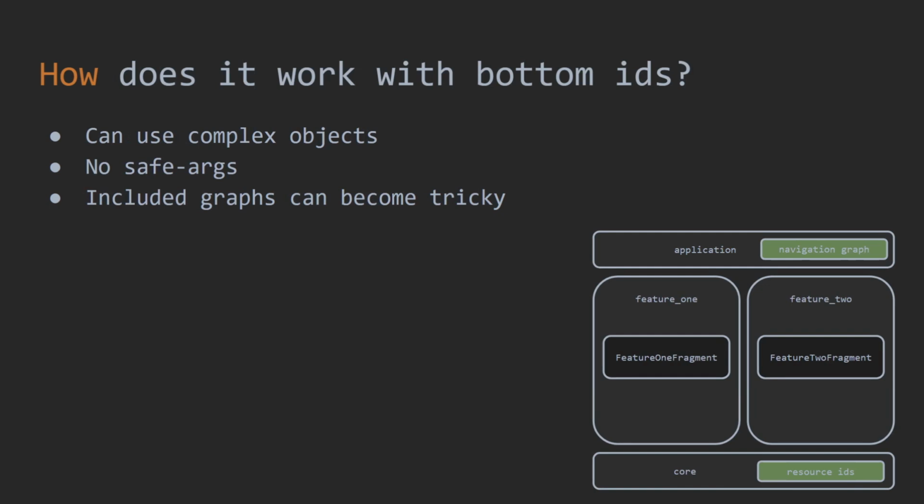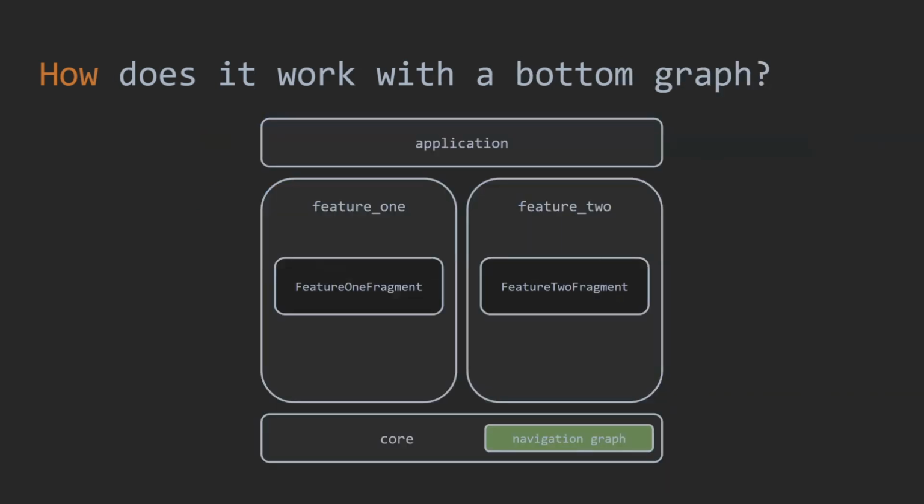So the final option we have is using a bottom graph. And in much the same way as bottom IDs means we're going to put some IDs at the bottom in our core module. For this strategy, we're going to put a full navigation graph in our core module. So this is going to generate the safeargs destinations for us, which we can use to perform navigation in our features.